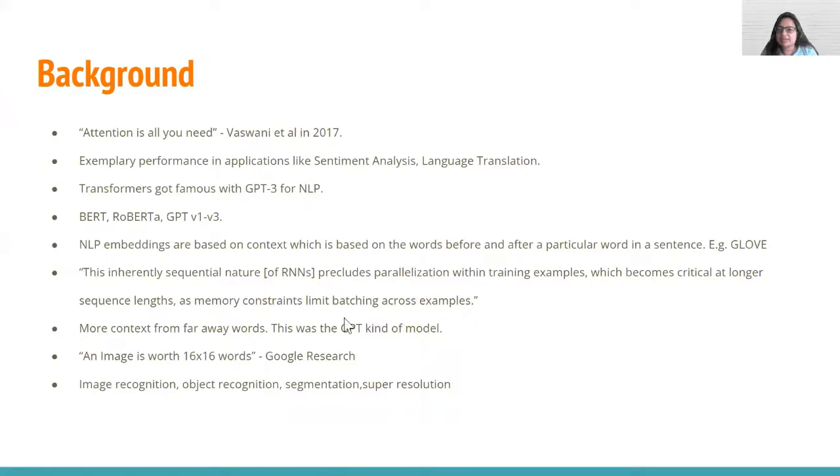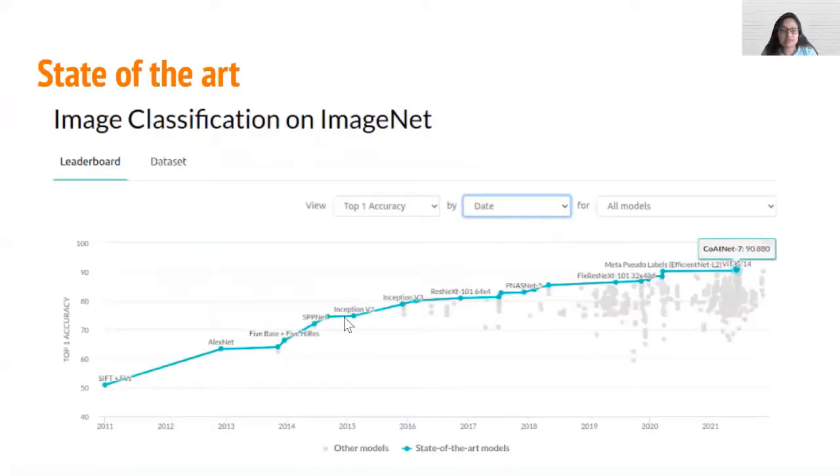Now let's look at some of the state of the art in the field of vision. This is image classification on ImageNet, as is clear. And just look at how the accuracies are increasing after 2020, 2021. And on top, you have some derivatives of transformers.